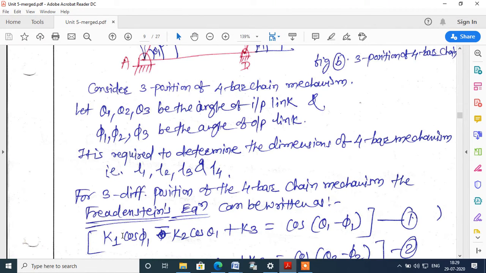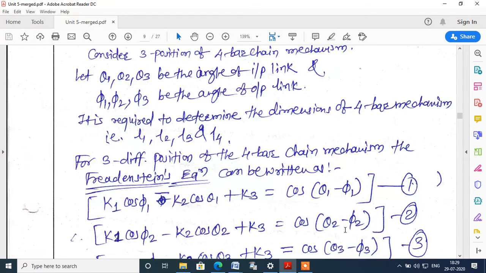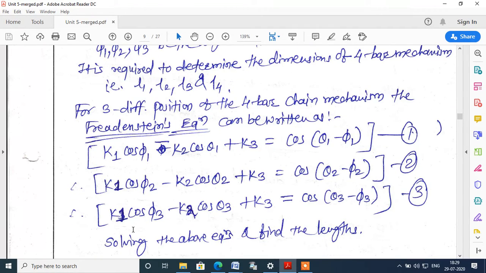so for the first position it is K1 cos phi 1 minus K2 cos theta 1 plus K3 is equal to cos of (theta 1 minus phi 1). Second one, K1 cos phi 2 minus K2 cos theta 2 plus K3 equal to cos of (theta 2 minus phi 2). And third one, K1 cos phi 3 minus K2 cos theta 3 plus K3 is equal to cos of (theta 3 minus phi 3).